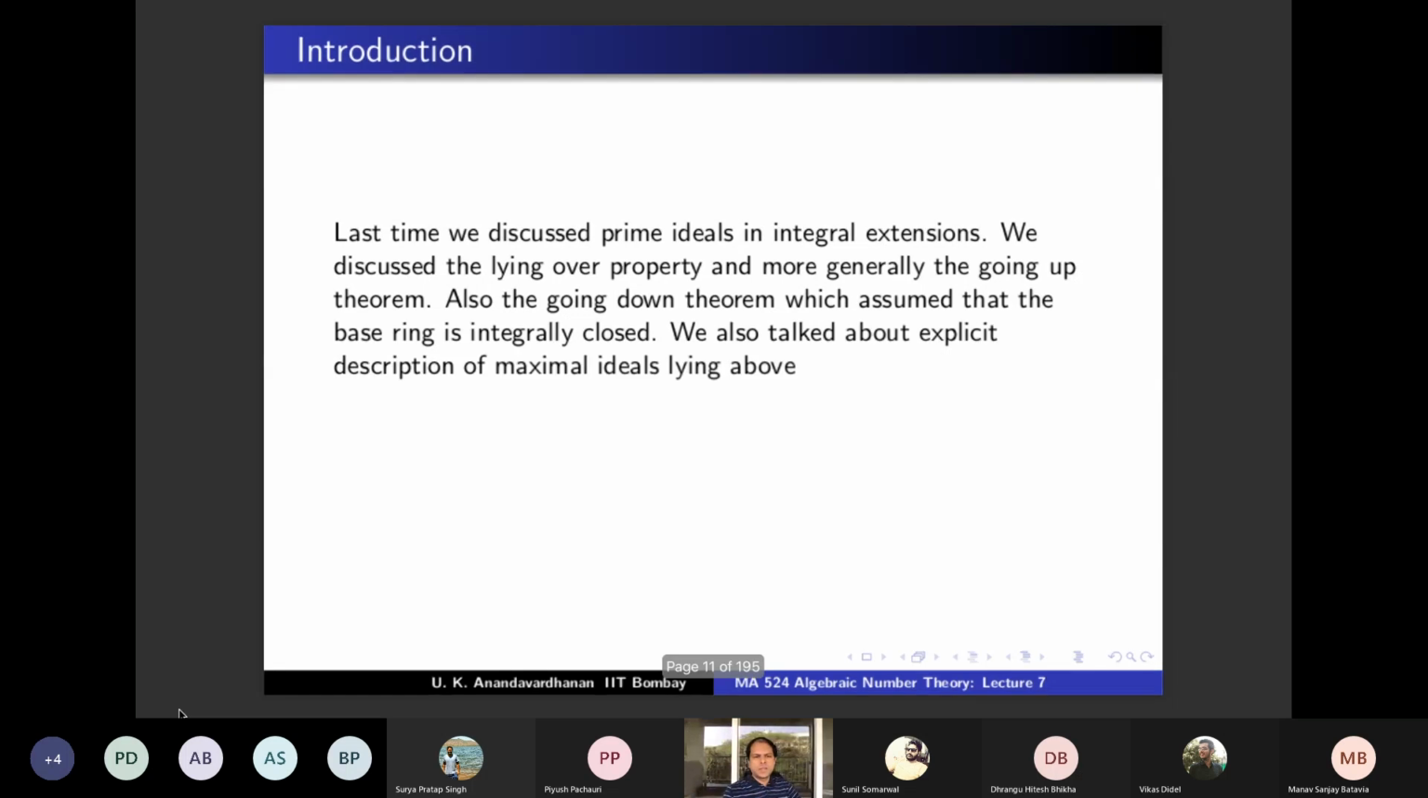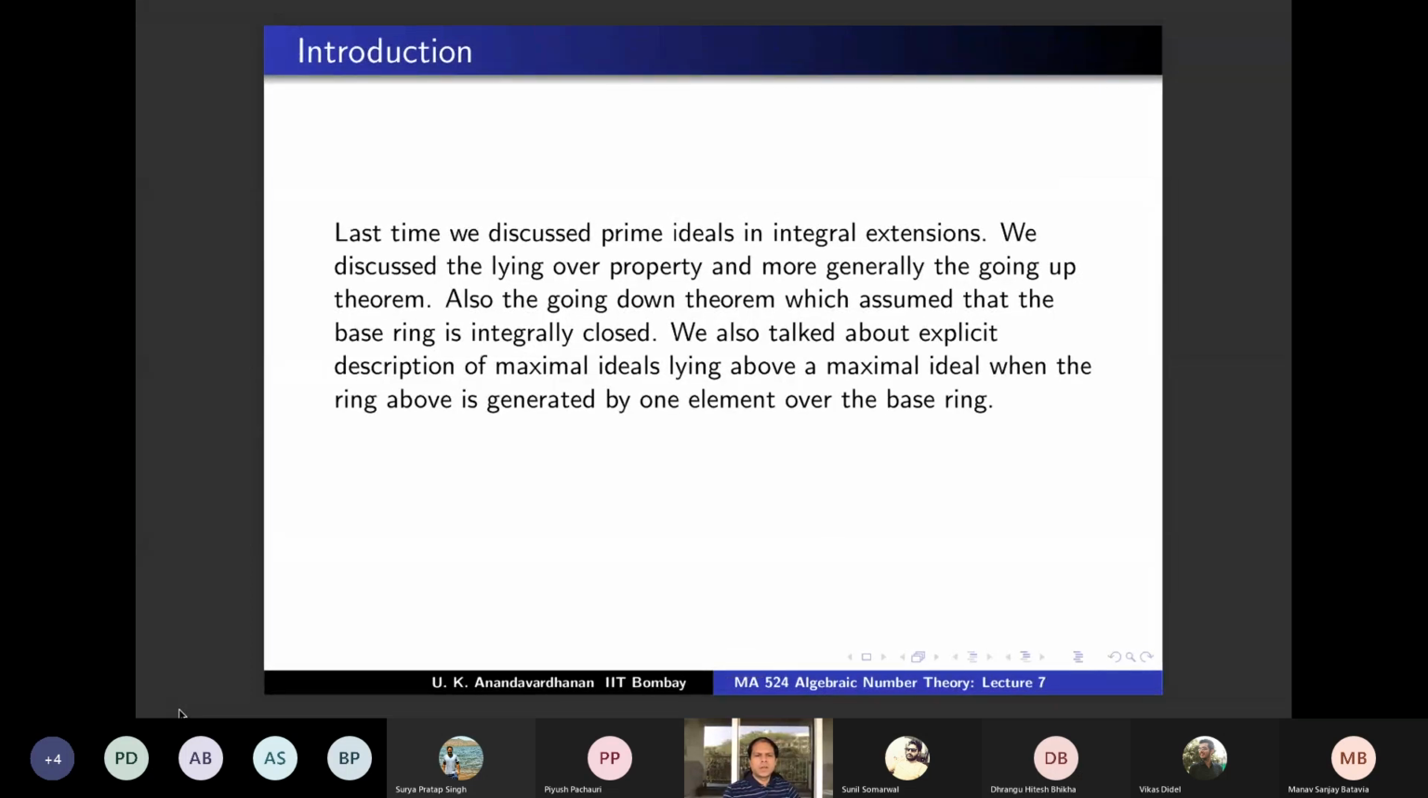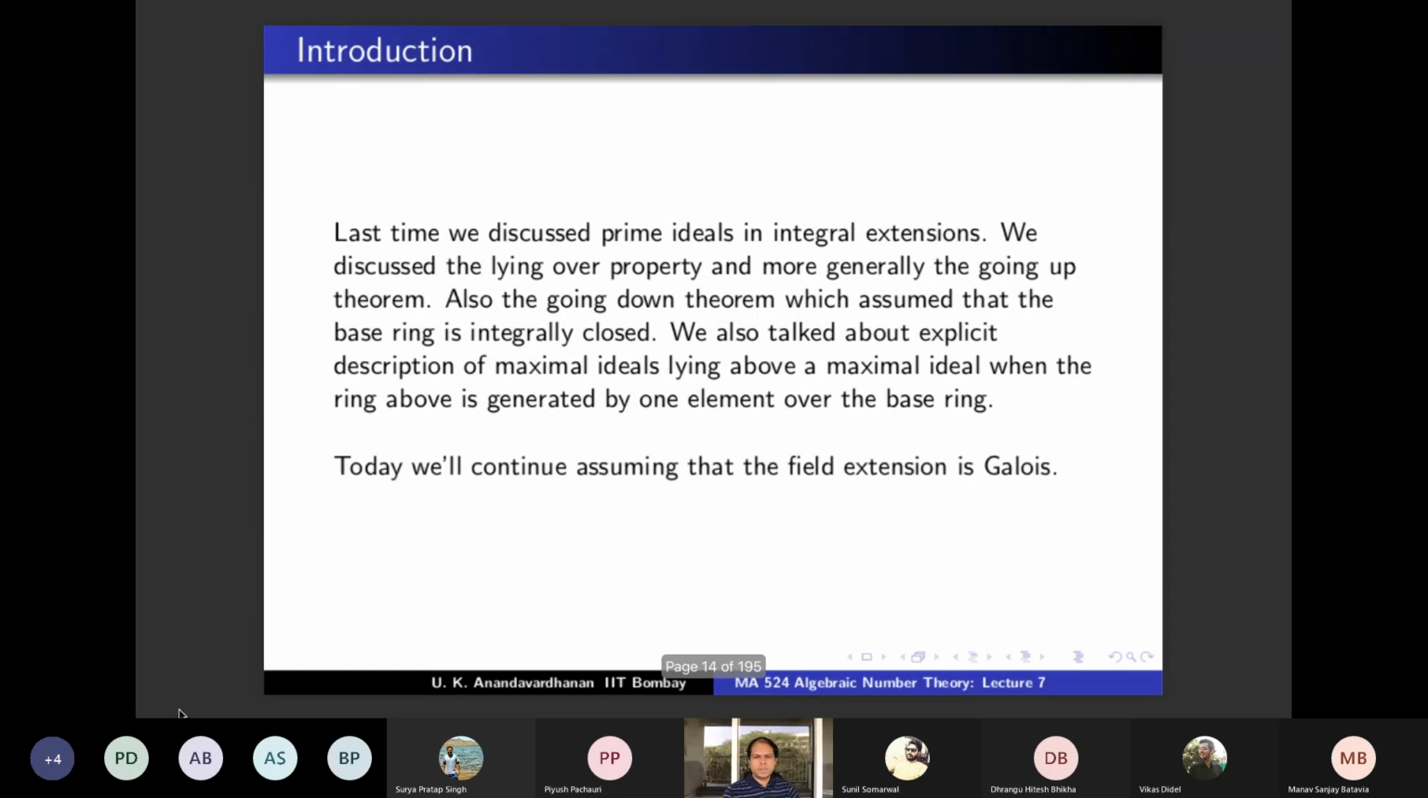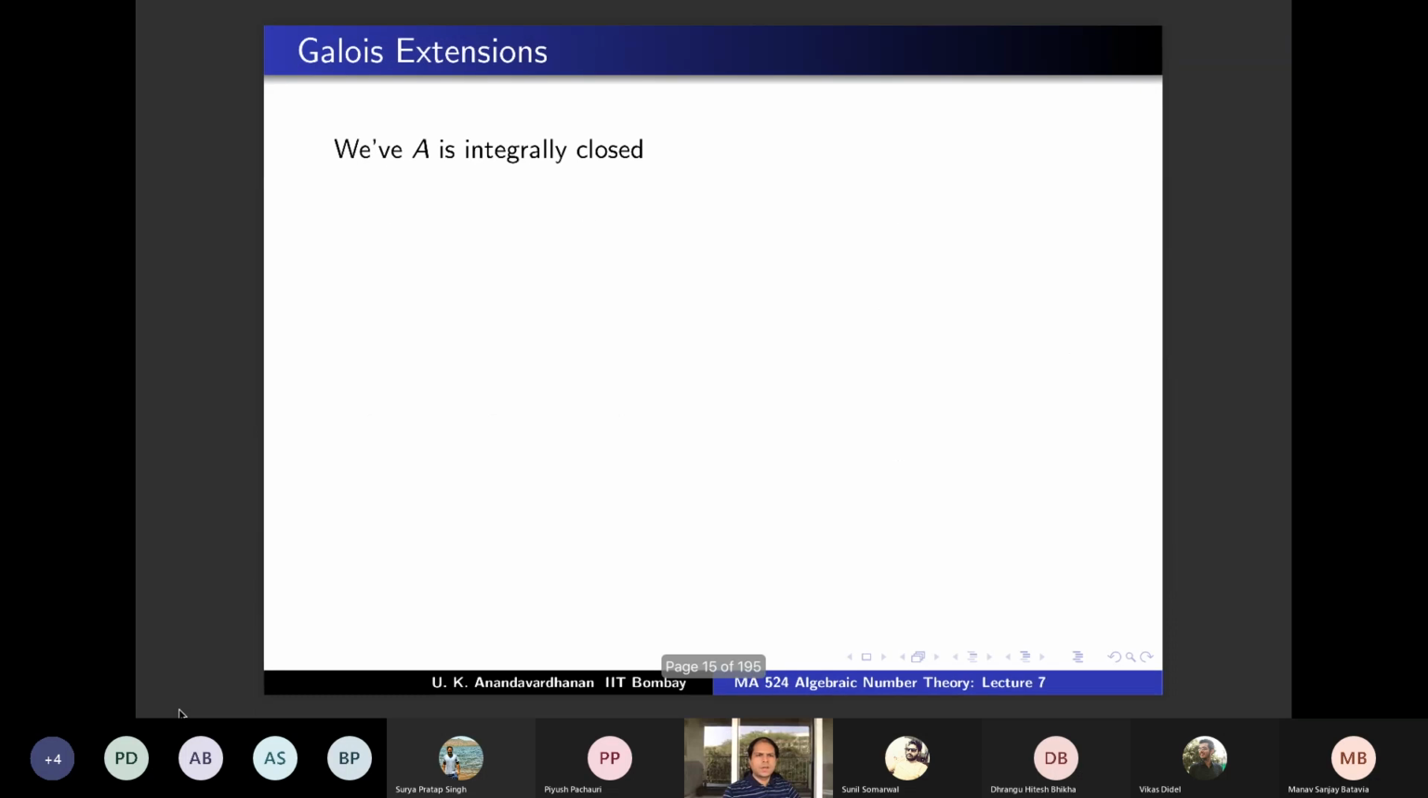So we also talked about the explicit description, which we recalled just before starting today: maximal ideals lying above a maximal ideal when the ring above is generated by one element over the base ring. Today we will continue assuming that the field extension is Galois. So let's start. A is integrally closed in its quotient field, which we don't usually say. Integrally closed meaning integrally closed in its quotient field, the quotient field is called K, and L is a finite Galois extension of K. Okay, this is the setup that you have.